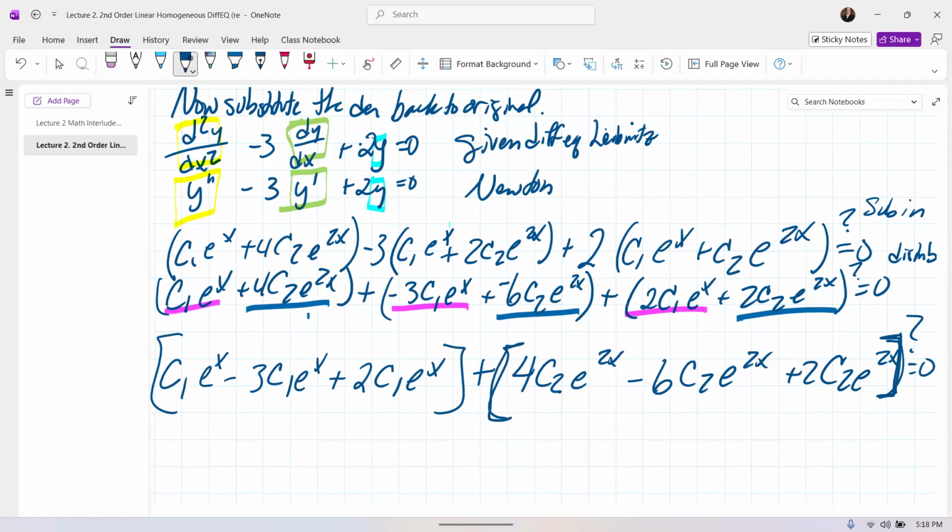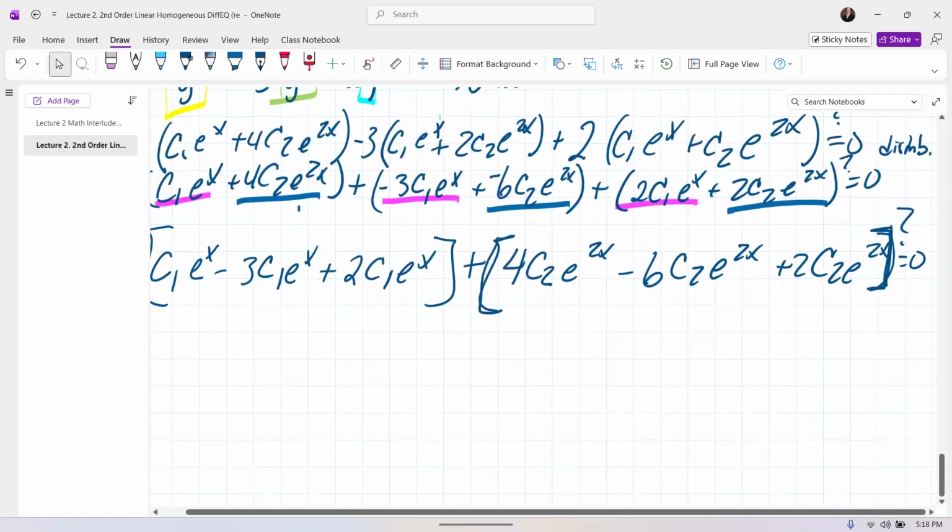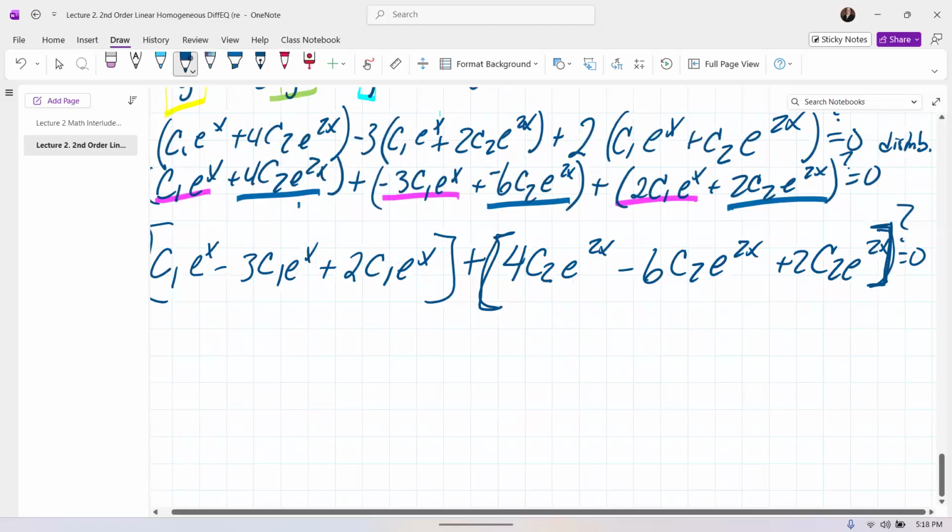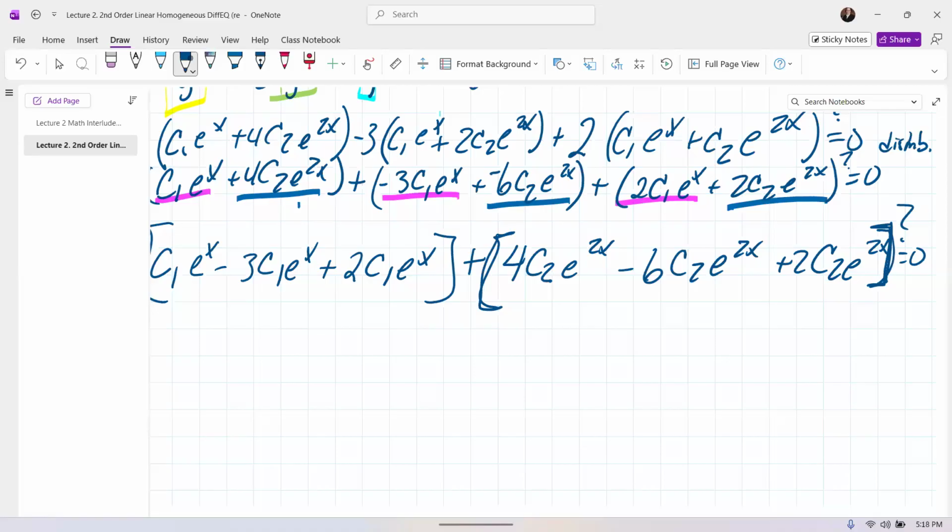Now, let's find out. Is it equal? So C1 e to the x, minus 3 plus 2. We have all the same terms: plus 1, minus 3, and plus 2. That adds up to 0. Plus, let's check, 4 and 2 is 6, minus 6 is 0. Indeed, this one also adds up to 0. Equals 0. Hallelujah, it worked.